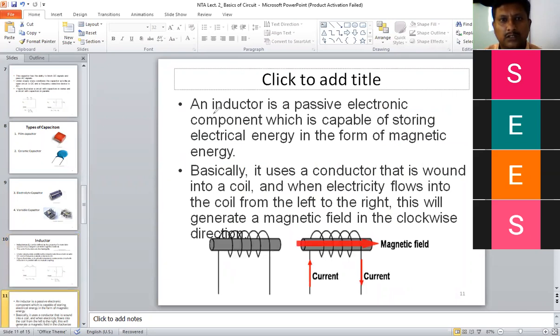So how does it form? An inductor is a passive electronic component which is capable of storing electrical energy in the form of a magnetic field. So this is one more point remaining from the capacitor. Capacitor will store the energy in the form of electrical field, whereas the inductor will store the energy in the form of magnetic field. Once again, capacitor stores energy in an electrical field, whereas inductor stores it in a magnetic field. Okay, so you can remember these two differences.